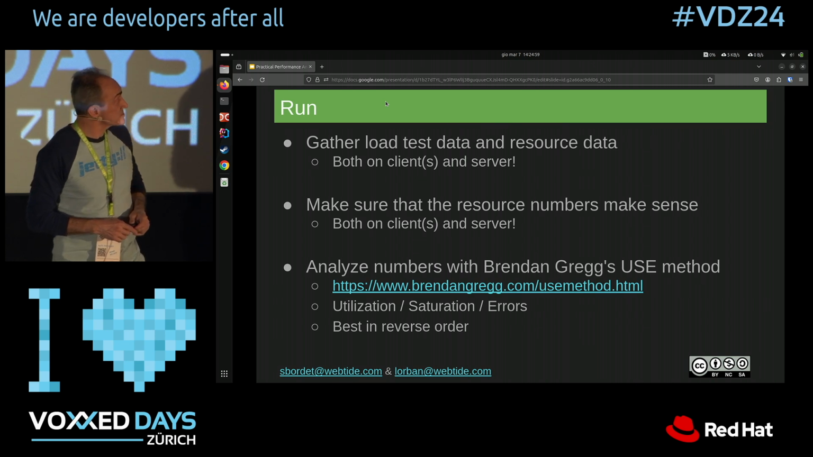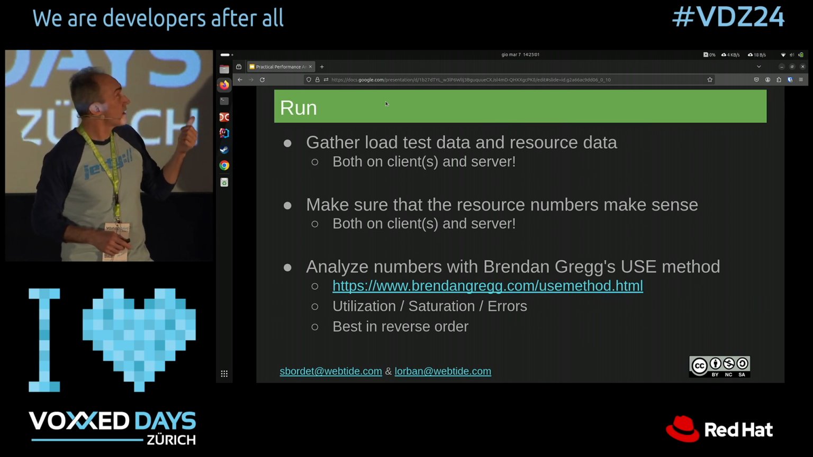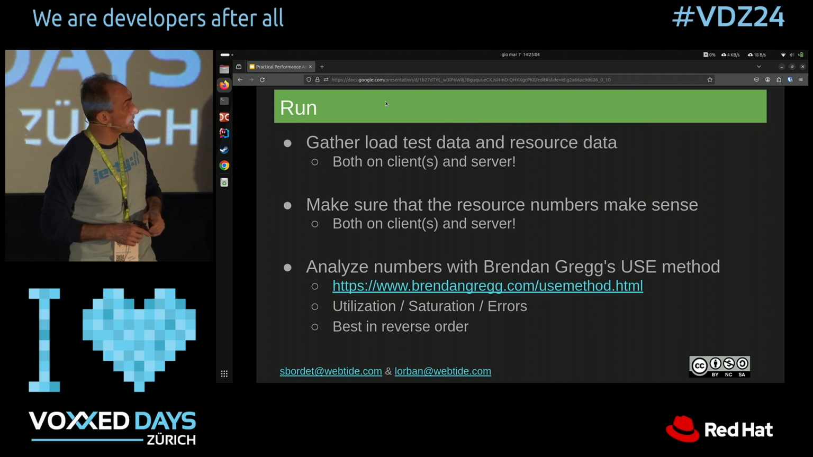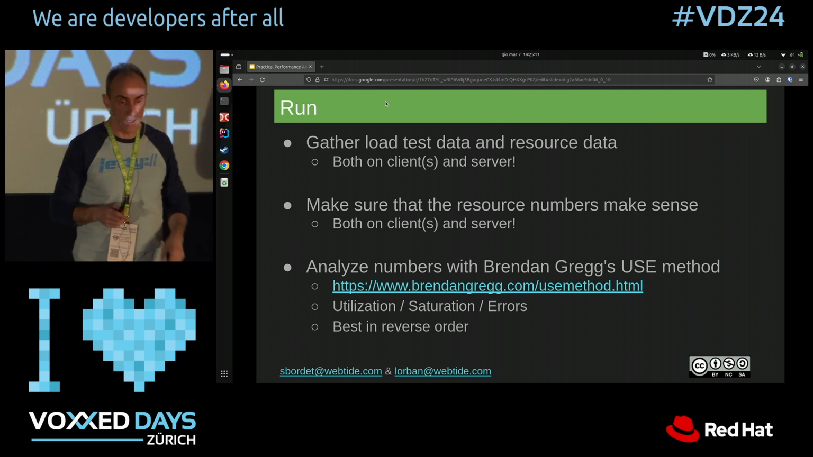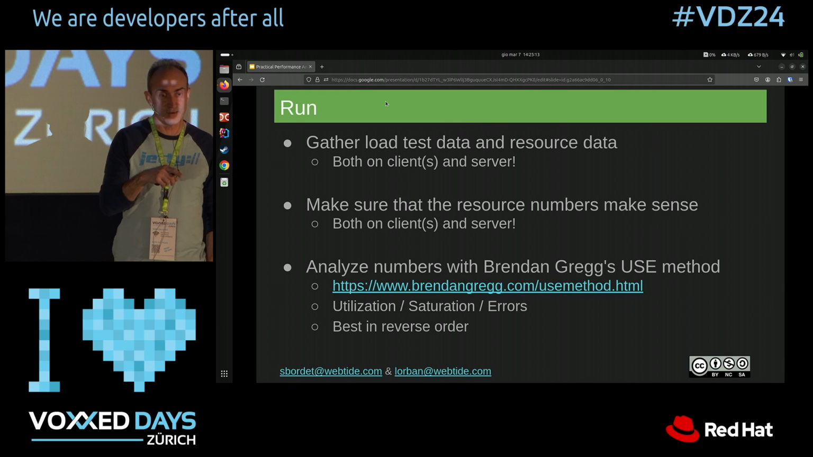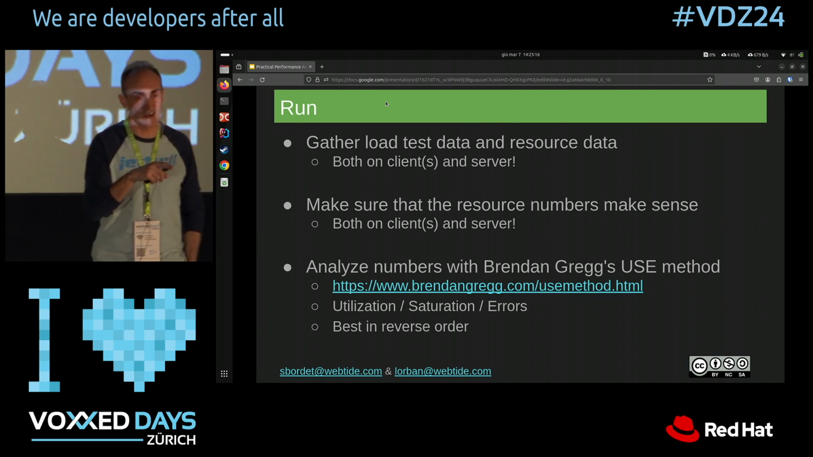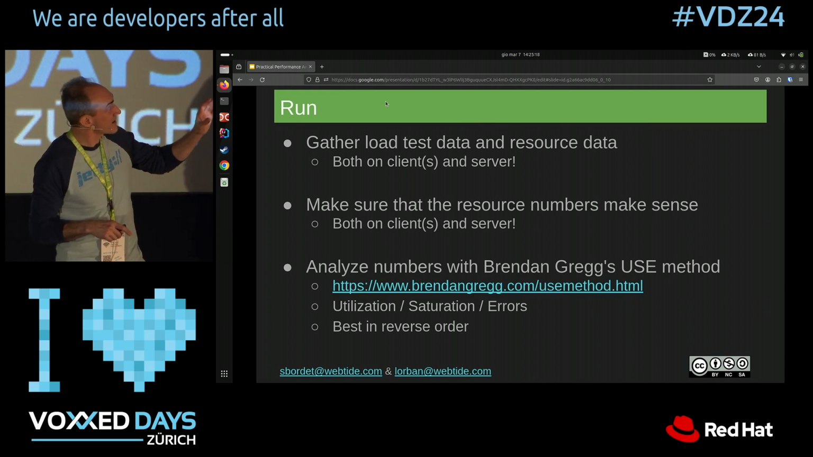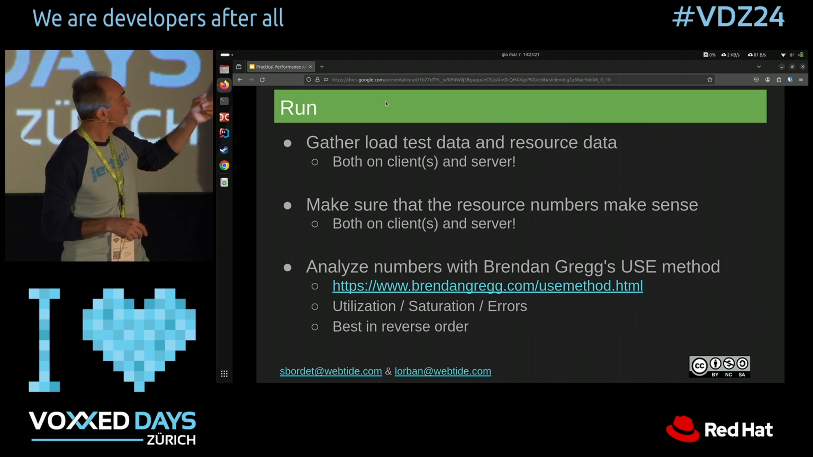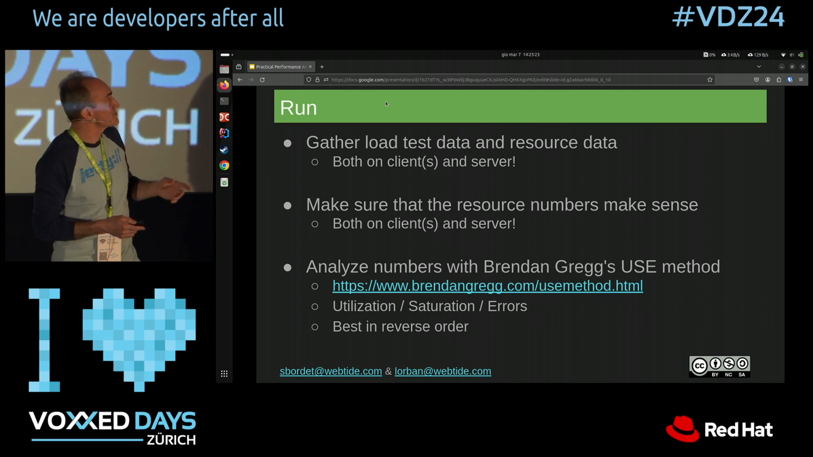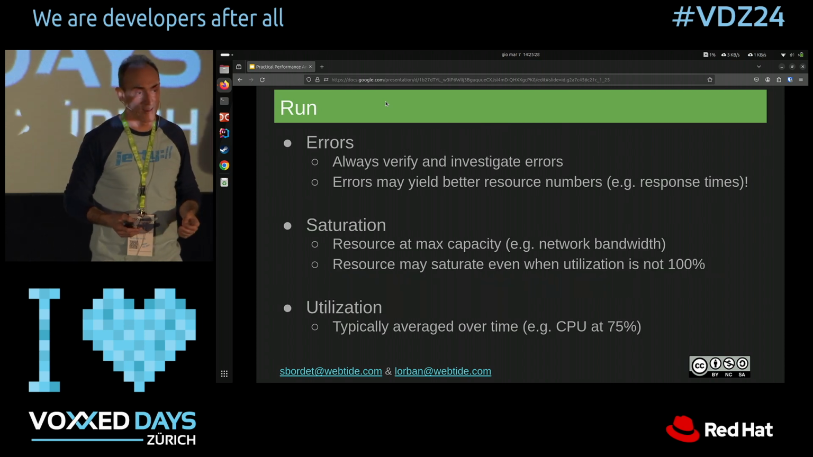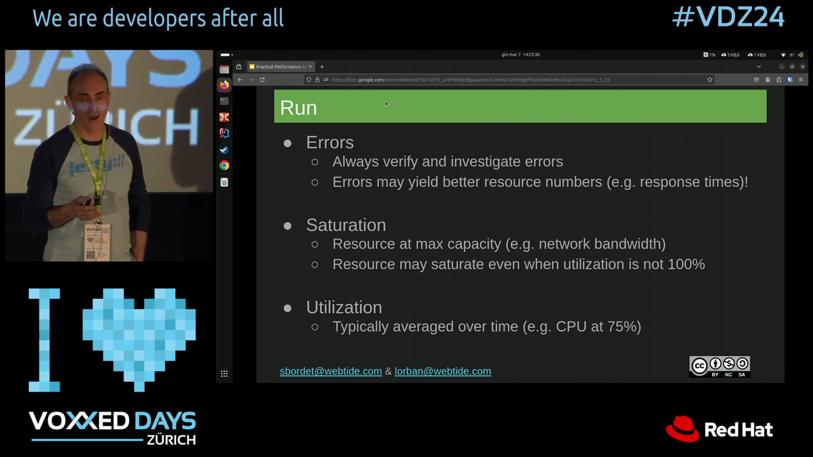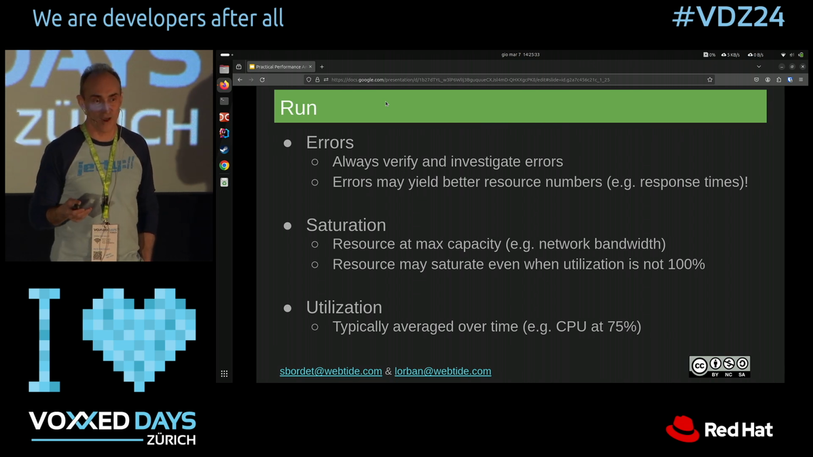And then what we suggest is to use this methodology introduced by Brendan Gregg, which is the USE method. USE stands for utilization, saturation, and errors. However, it is best when used in the reverse order, only that the reverse order wasn't really that catchy of an acronym. Therefore, it's the USE method. But really, what you want to do is, first, you look for errors. Do you get 200s from your requests?